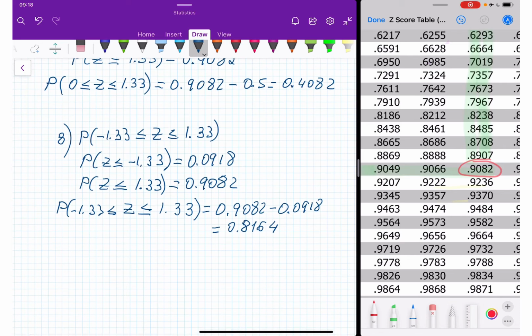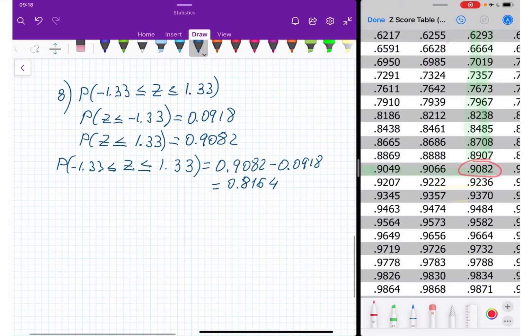Okay, question number 9. So we need to find the probability for z-score between 0.29, which is, if this is 0, this will be 0.29, and negative 1.99. The area is going to be, oops.